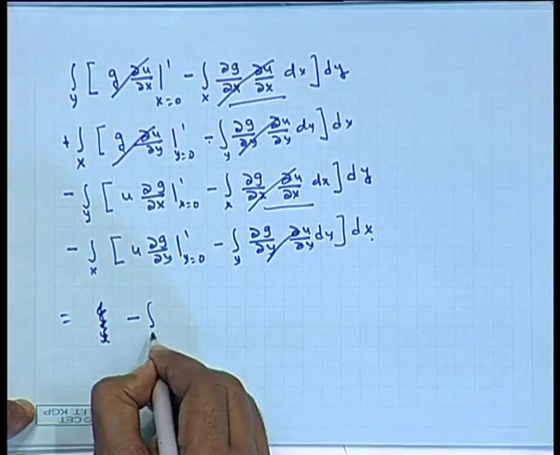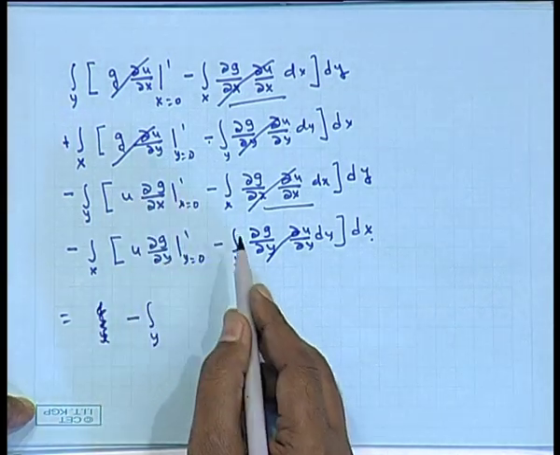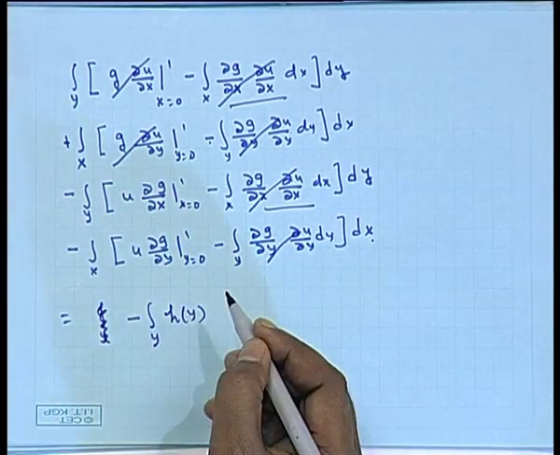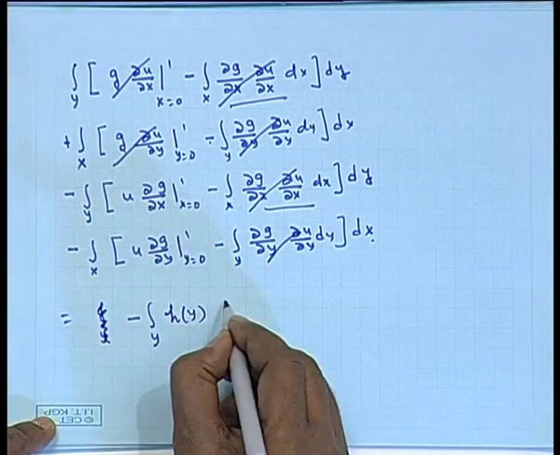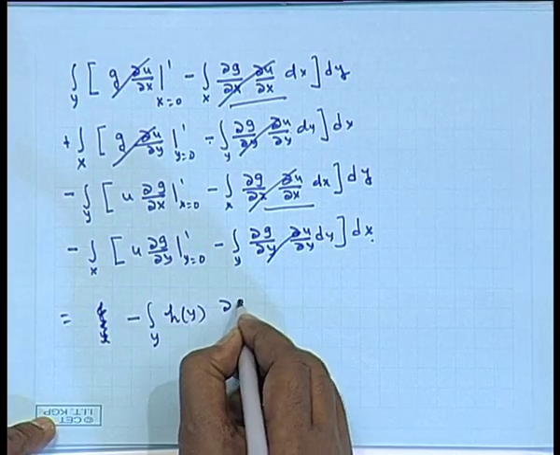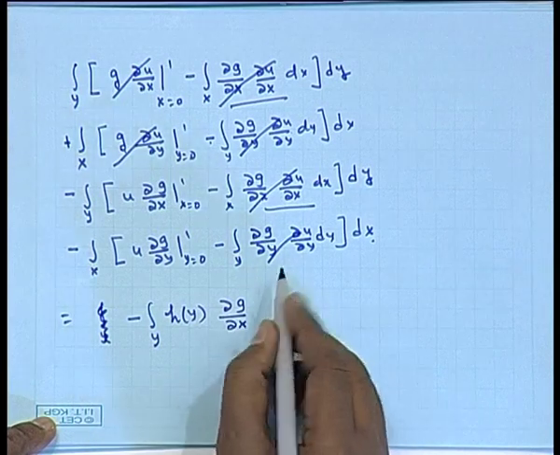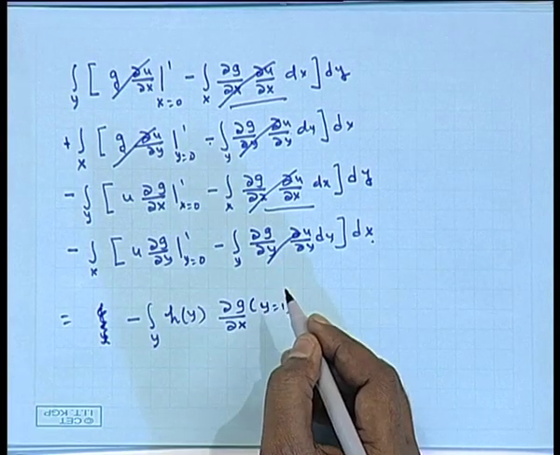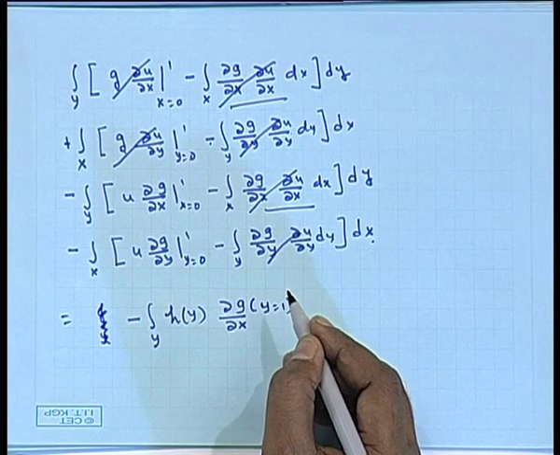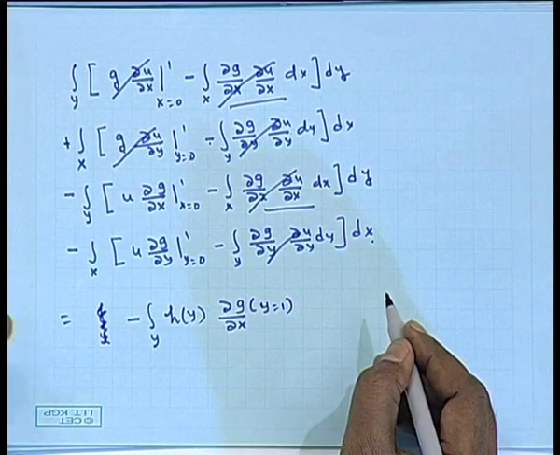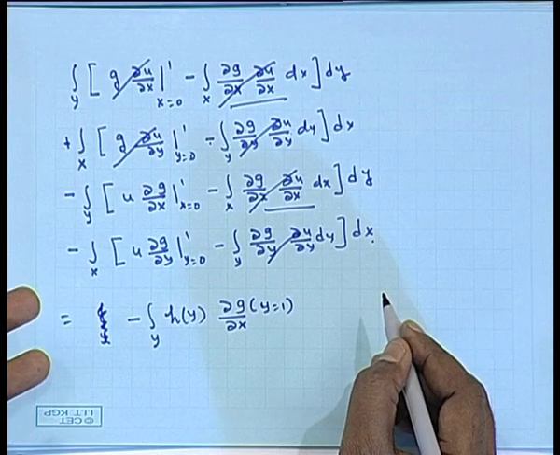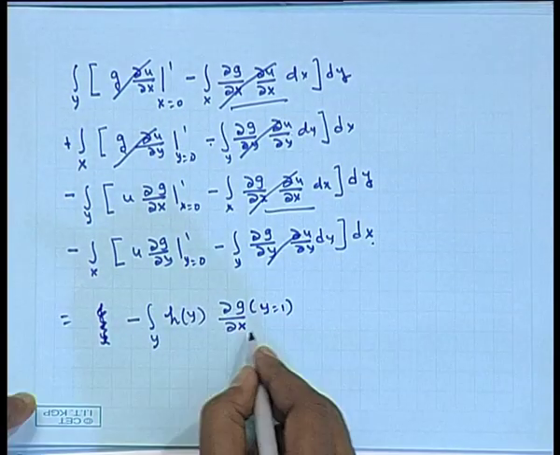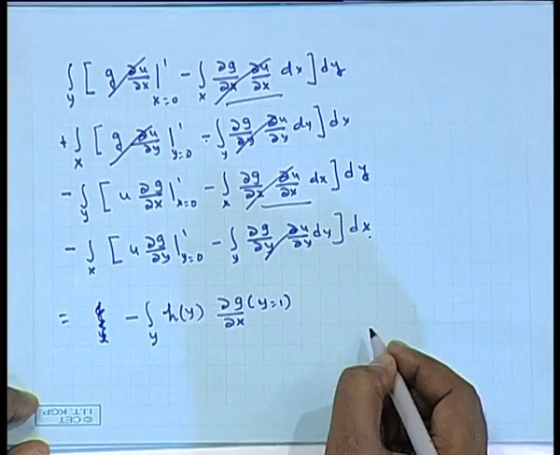Minus u at 1. What is u at 1? H y. It is a known function, it may be constant. H y del g del x evaluated at y equal to 1. You know the expression of g as an explicit function of x and y. You can take derivative del g del x. You can evaluate that del g del x at y equal to 1. So, this is also known to you. So, this is over y.